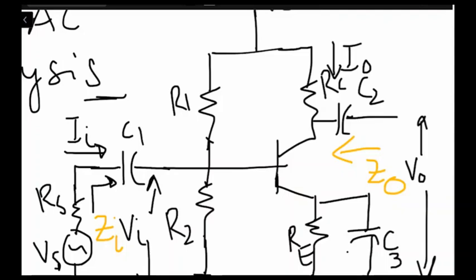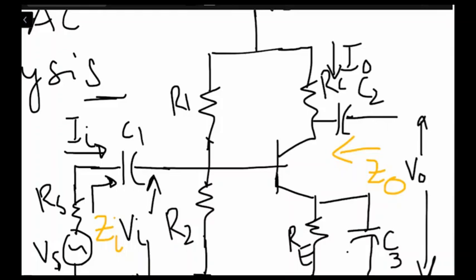So once we have obtained the Q point, we need to start working with the AC circuit. And the first step in the AC circuit is to get rid of all of the biasing sources which are connected inside the circuit, right? So the first thing is, we need to remove the biasing sources.